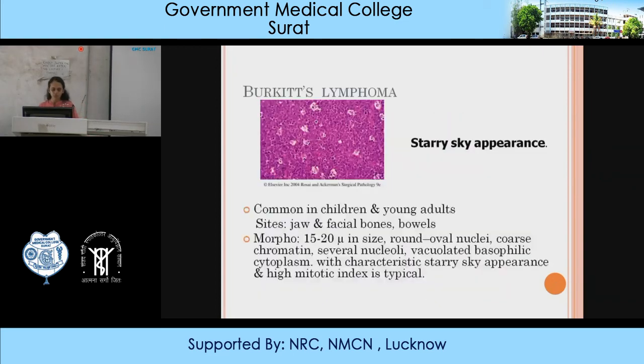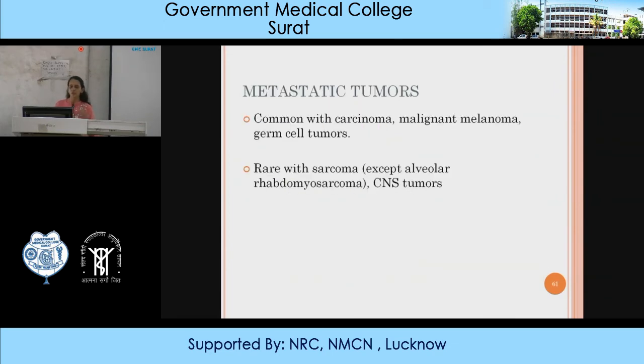Burkitt's lymphoma, you should know Burkitt's lymphoma. It has a starry sky appearance because it has macrophages that give the stars in the dark sky. In the dark background, you will see some macrophages, tingible body macrophages. They are common in children and young adults, involving the jaw and facial bones. Morphology: round oval nuclei, lymphocytes, coarse chromatin, vacuolated basophilic cytoplasm with the characteristic starry sky appearance and high mitotic activity. That means it has a bad prognosis.